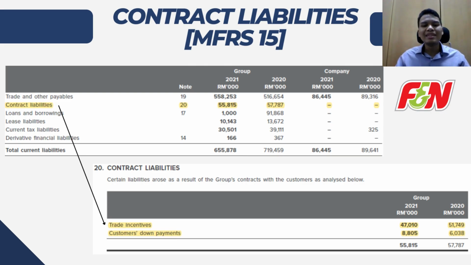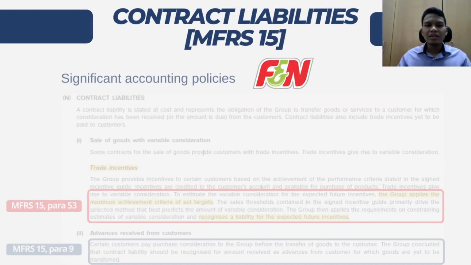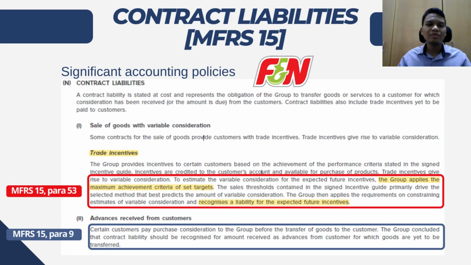In simple terms, it is when the entity has invoiced the customer or received payment from them but has not yet done the work, and the invoice and payment exceed the revenue recognized to date. Next is the company's significant accounting policy. First, I will be talking about MFRS 15 para 53, where we'll be focusing on variable consideration. In this example, the company applies the maximum achievement criteria of set targets. The amount of consideration will be recognized as liabilities for the expected future incentive.